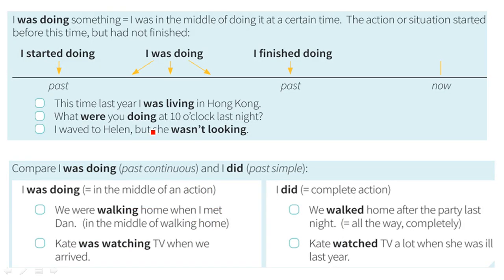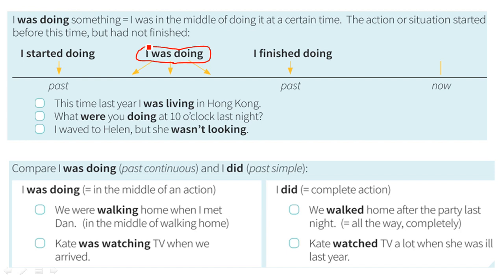Let's continue with the past continuous. We'll focus on this example: I was doing something. When I say I was doing something, it means that I was in the middle of doing it at that time. The action or situation started before this time but had not finished yet.